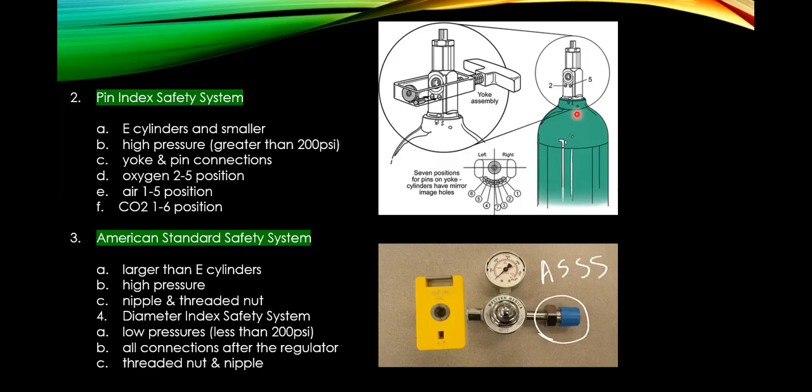Okay. What about air? Look at E. What is the pin position for air? 1 and 5. What about carbon dioxide? 1 and 6. So a 2 and 5 regulator would not fit on a 1 and 6 cylinder. A 2 and 5 regulator would not fit on a medical air tank because it's 1 and 5. It's not going to do it. Okay. So that's the second safety system. If I'm colorblind, I know to use the right regulator, okay?